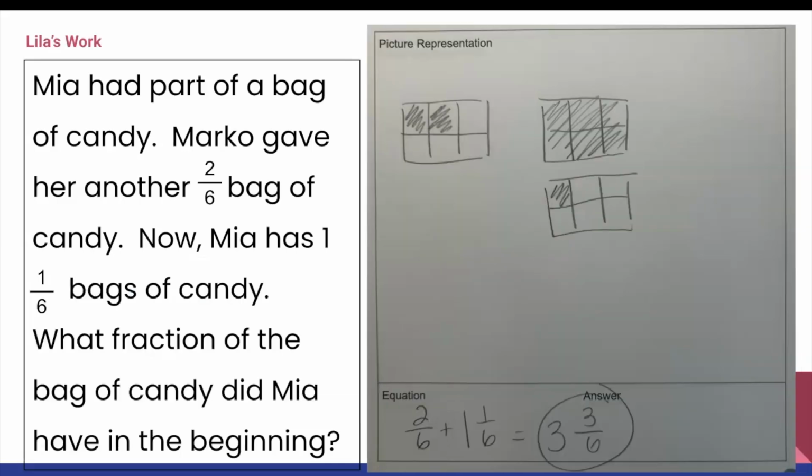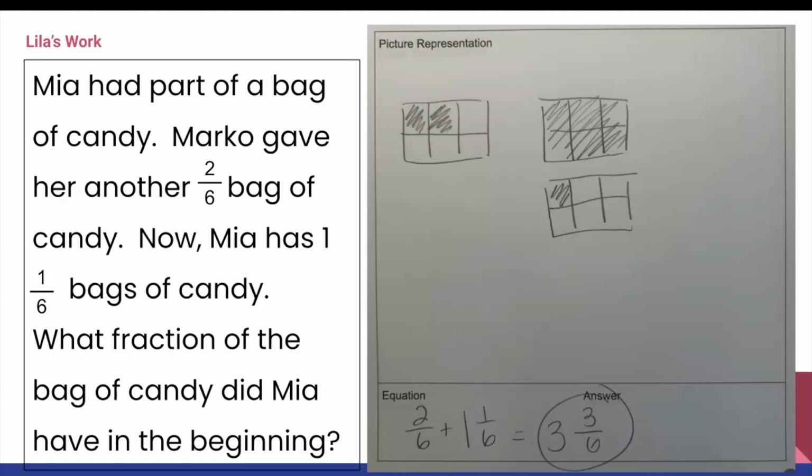Let's look at Lila's work. This representation tells me that I know Lila can partition wholes into 6. I think I would need to ask her to explain her thinking. And that's okay, you can do that. You can ask students to explain what they were thinking. I believe that I see 2/6 in one of the wholes, and I believe 2 of the rectangles are showing me 1 and 1/6. But I'm not sure what's happening with them. Based on this picture representation, I would give her 1 point.